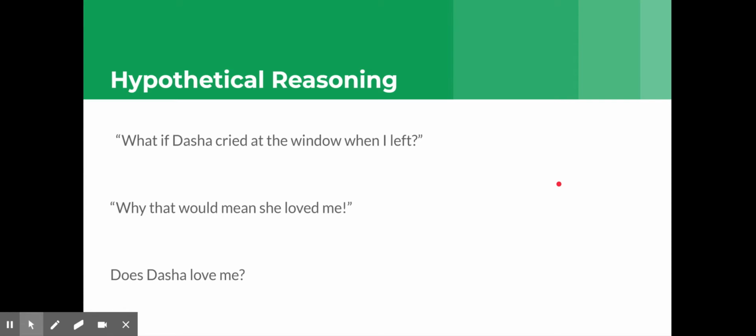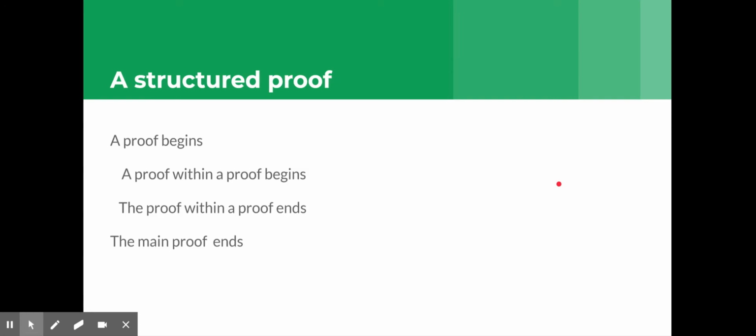Let's begin with a little bit of intuition. What if Dasha cried at the window when I left? Why, that would mean that she loved me. Does Dasha love me? Usually we can infer from this that when we see Dasha crying at the window when I leave, then indeed she loves me. But she's just a cat.